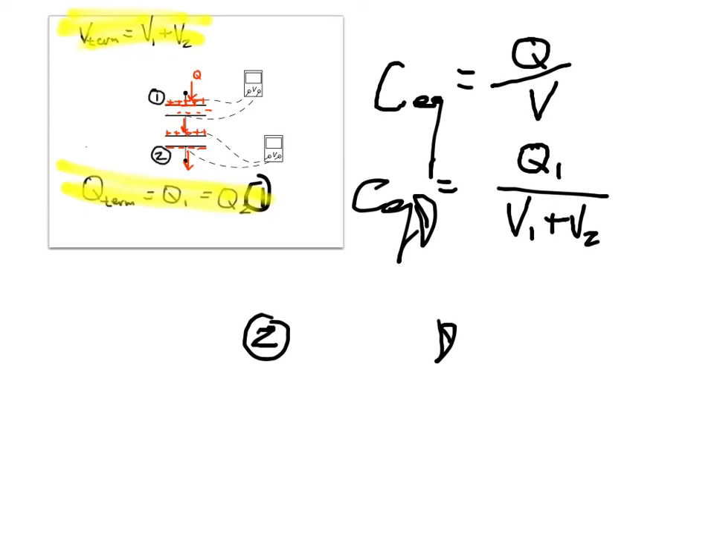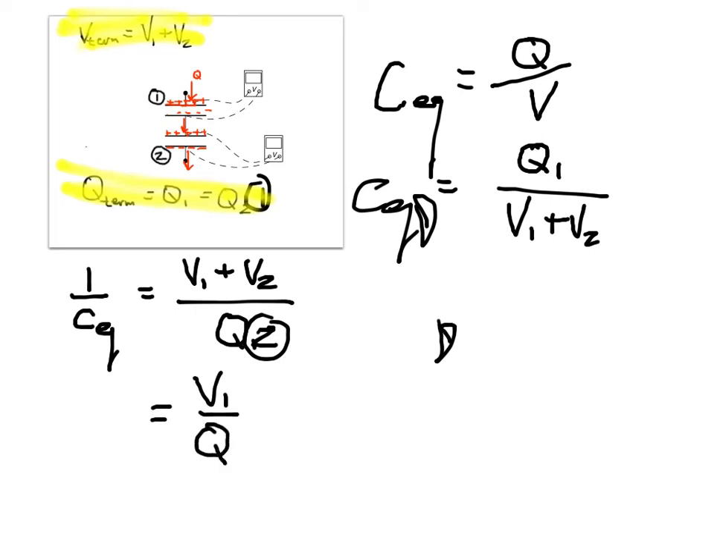Now, we can't do quite the same simple algebraic trick that we did last time because the denominator is a sum instead of the other way around. So we're just going to take the reciprocal of both sides. I'm going to say 1 over the equivalent capacitance is equal to the sum of the voltages over the charge on either one. I'm just writing Q1 here. And now we can separate this fraction out, and we can say that's equal to V1 over Q1 plus V2. I could write V2 over Q1, but I know that Q1 is the same as Q2, so I'm just going to write Q2 here.